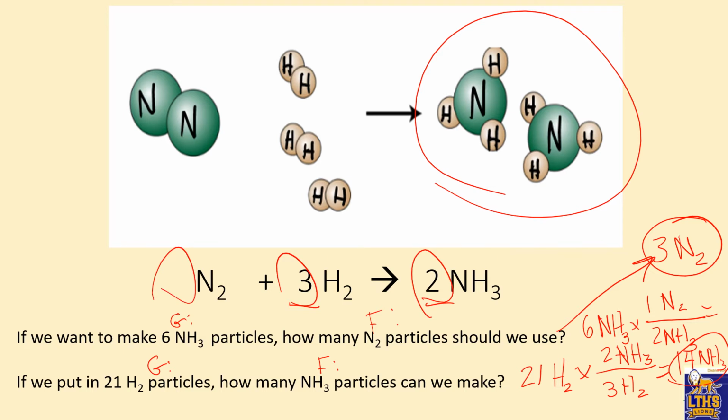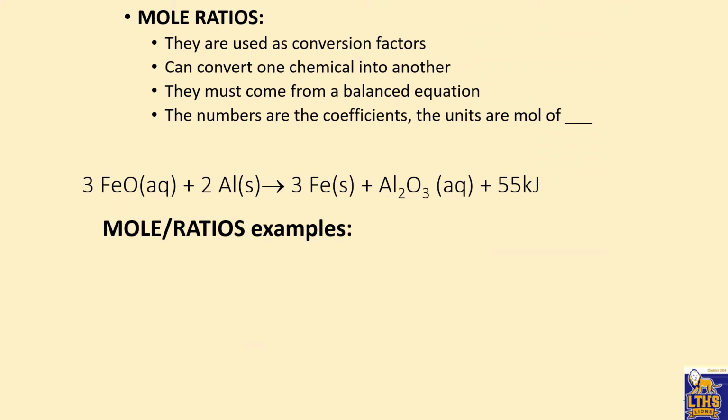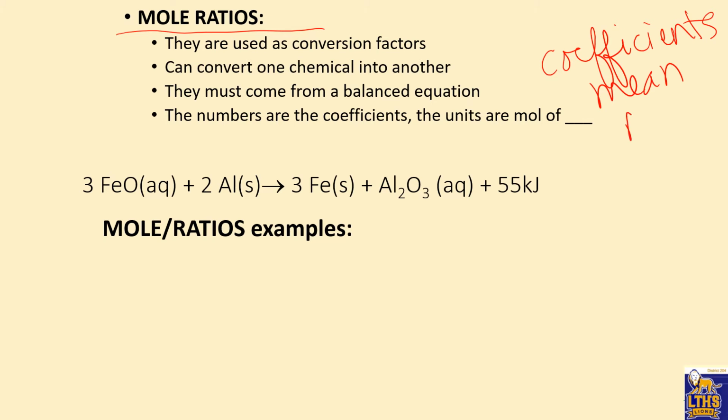But we can't even see particles, we can't even count particles. So what we're going to use is moles, because the coefficients mean moles. Did I say that the coefficients mean moles? Coefficients mean moles. So we can use them as conversion factors. We can convert one chemical to another. We have to use the coefficients from a balanced equation, and the numbers are the coefficients in a ratio, and the units are moles of whatever we need.